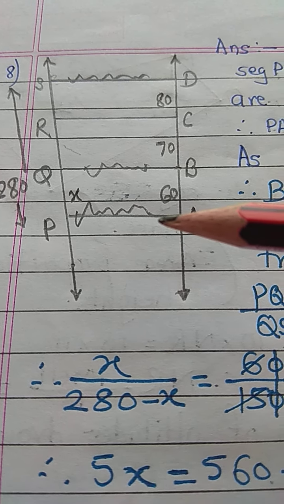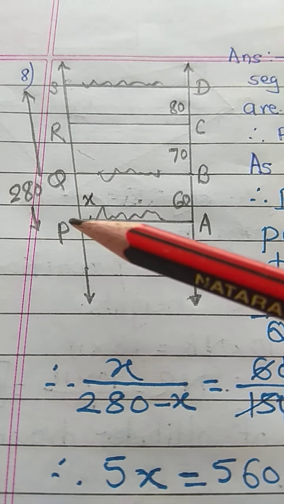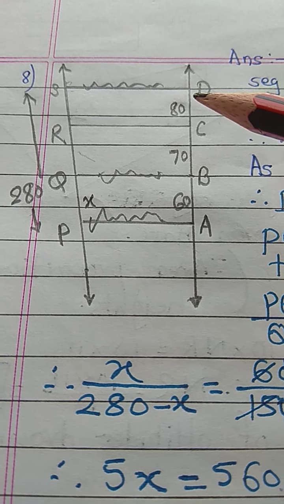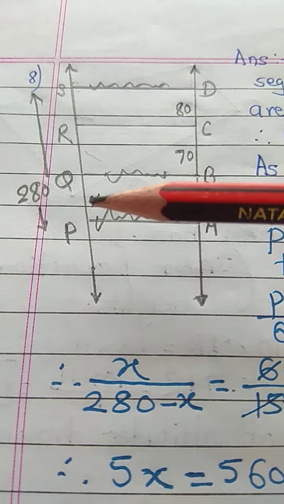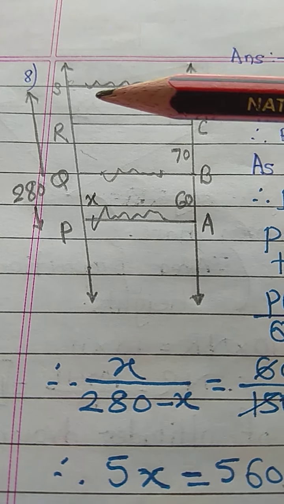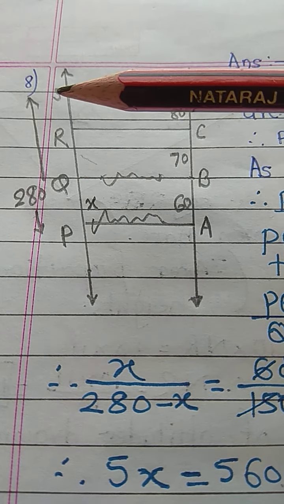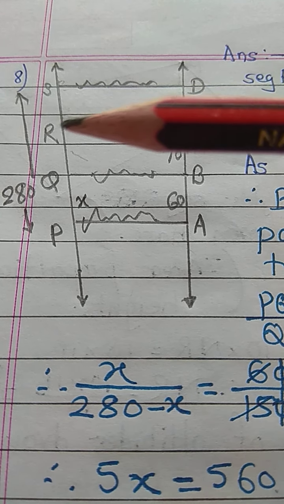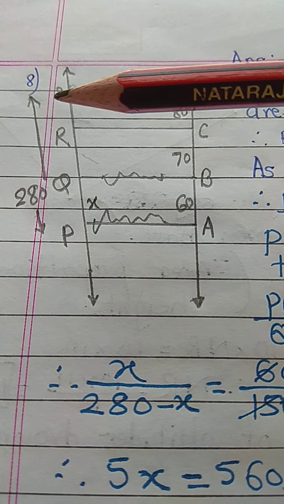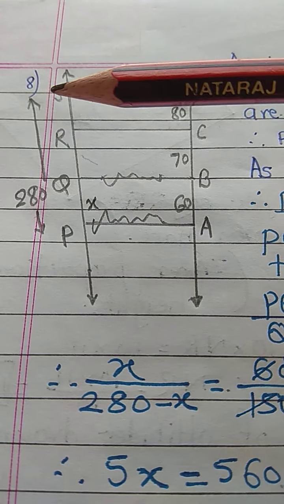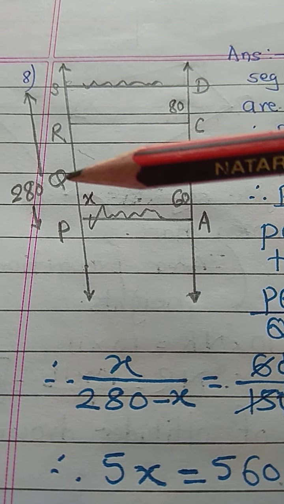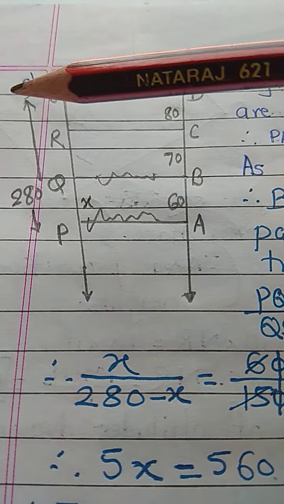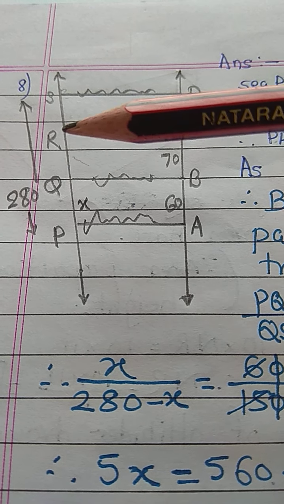So we will consider now PA is parallel to QB is parallel to SD. See these three lines. Then we can write PQ upon QS is equal to AB upon BD. But PQ is not given and QS is also not given. Whole PS is given as 280. If we write PQ as X, then QS will be 280 minus X.